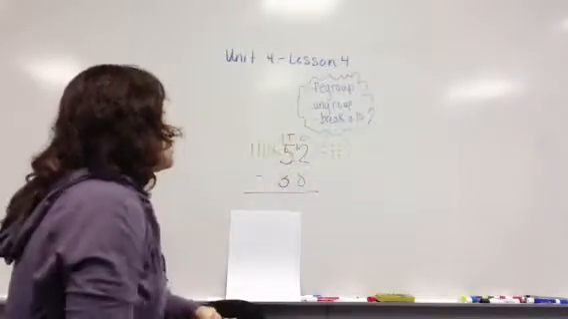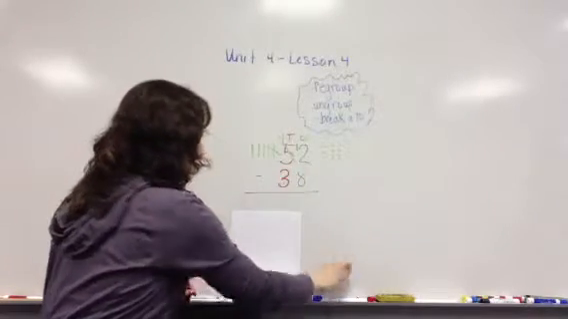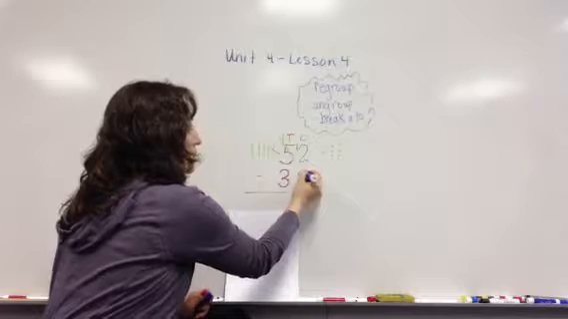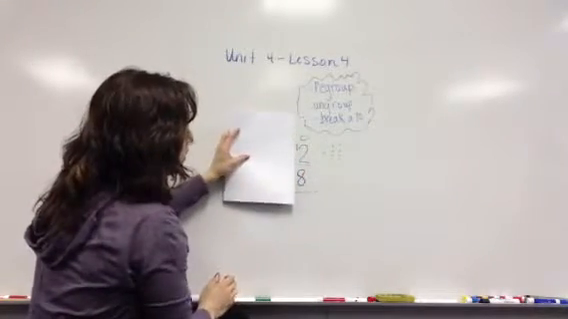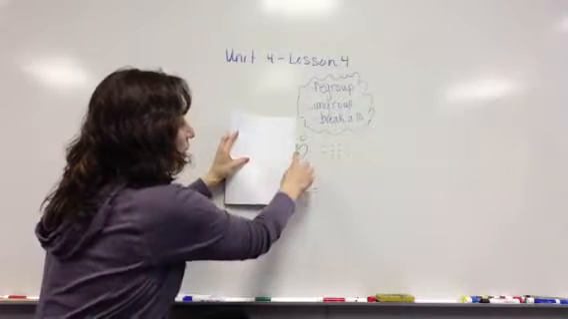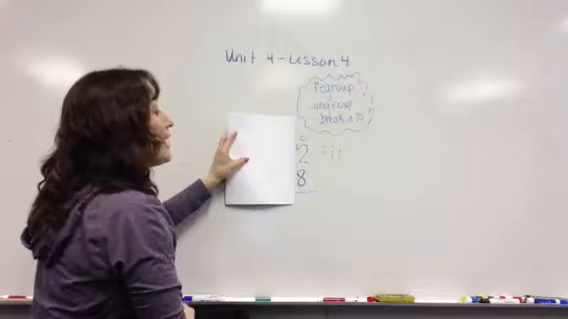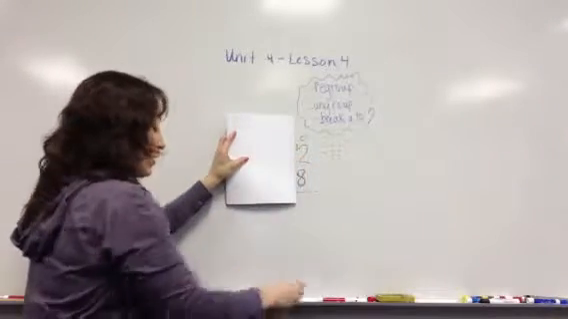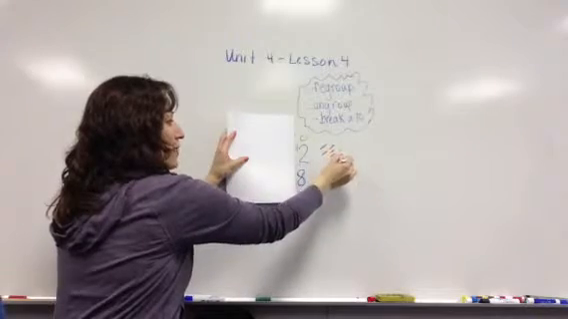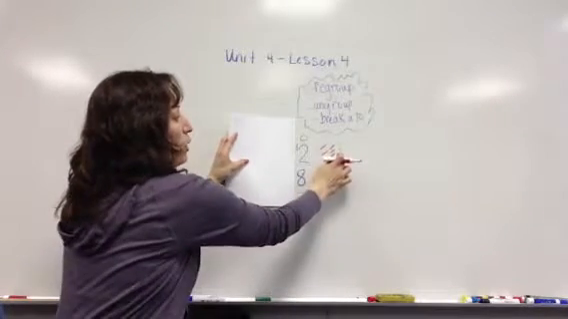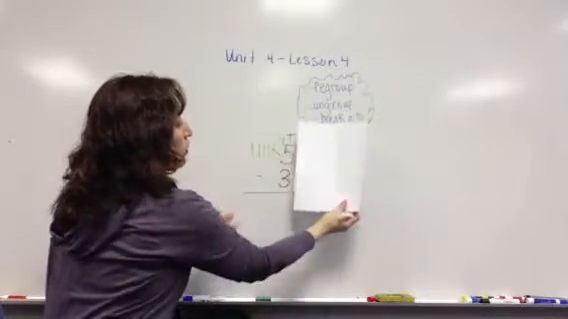Now I can ask myself that same question about the one spot. Can I do it? That's the question. So let's look at just the one spot. I've changed it. Now I have 12 ones on top and 8 ones on the bottom. Can I take 8 from 12? 1, 2, 3, 4, 5, 6, 7, 8. Yes, I can, and I have 1, 2, 3, 4 left. I could do it.